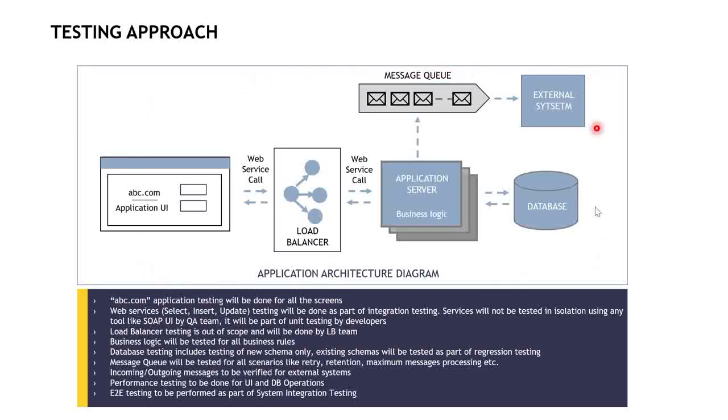With this architecture diagram, I am letting my audience know what I'm going to test versus what I'm not going to test, so that comment is written here. abc.com application testing will be done for all the screens. So this is my scope. I'm going to test all the screens. The web services are in scope. Those web services can be unit tested using SOAP UI and similar other tools. What I'm saying here is that is not part of the testing team's scope. That probably will be done by the development team as part of unit testing.